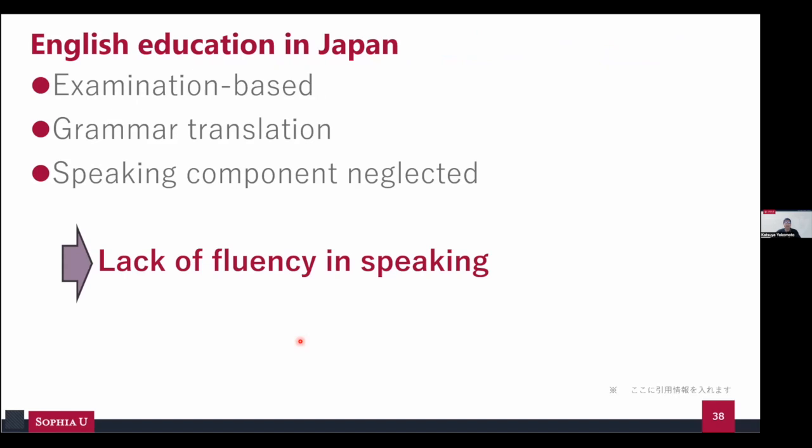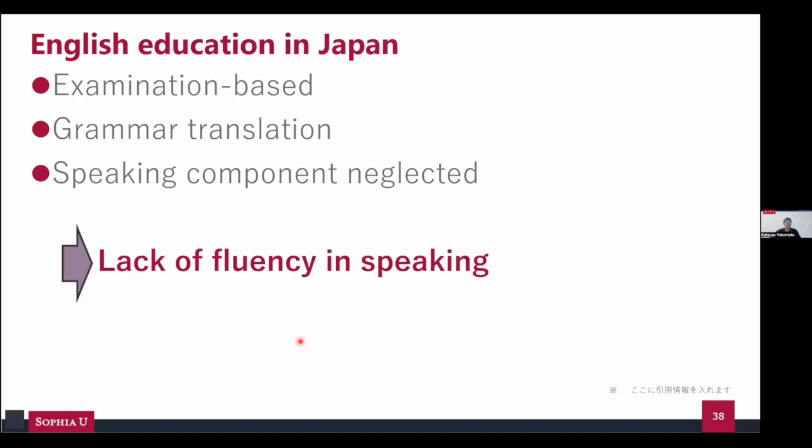Junior high school students have to take a test to get into high school, and high school students have to take the examination to get into university. So they basically prepare for those examinations, which are very difficult, knowledge-based and reading-based. So their exposure to spoken English is very limited, within the classroom and outside the classroom too.